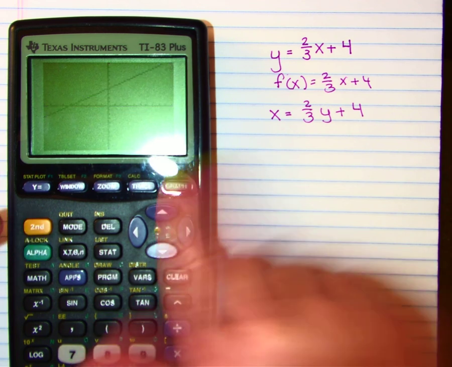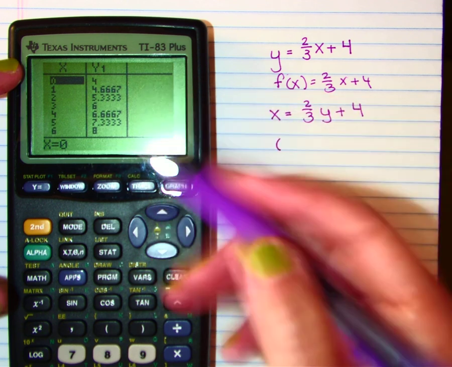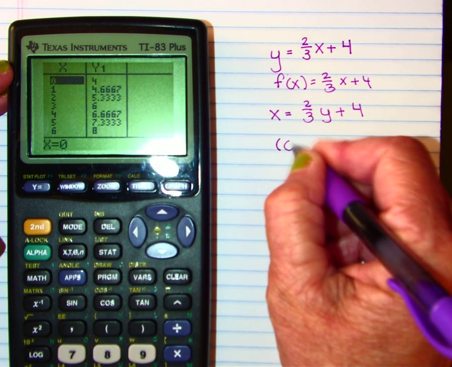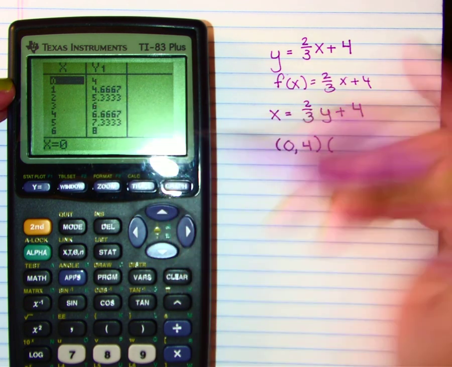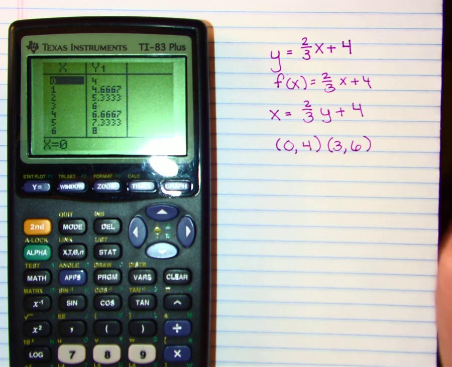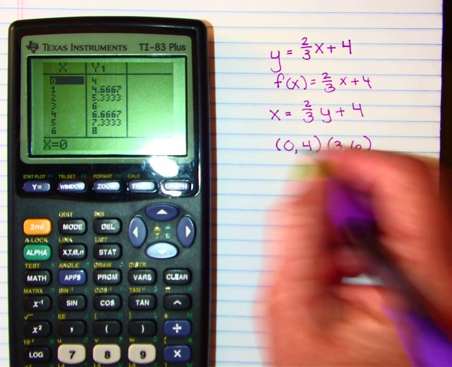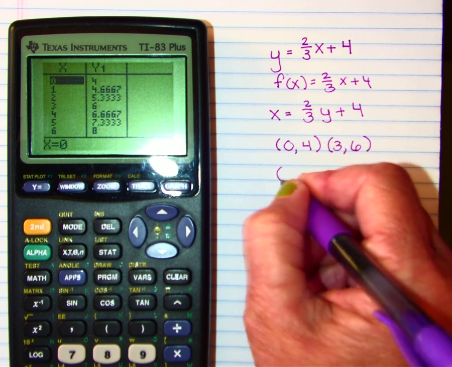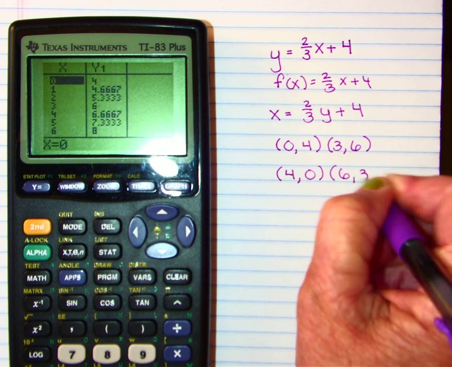So what I do is I go to the table and I take two points, and in this case I'm going to take 0, 4, that's one of the points, and then another point is 3, 6. You'll notice that I took whole numbers. I didn't pick any of those with the decimals because it becomes much more difficult. Now, what I know about inverse equations is that if these are on the original line, then on the inverse line I will have the points 4, 0 and 6, 3.